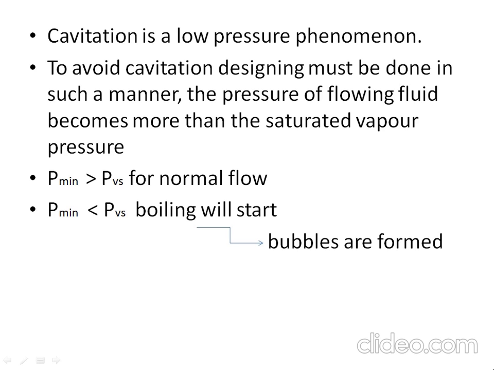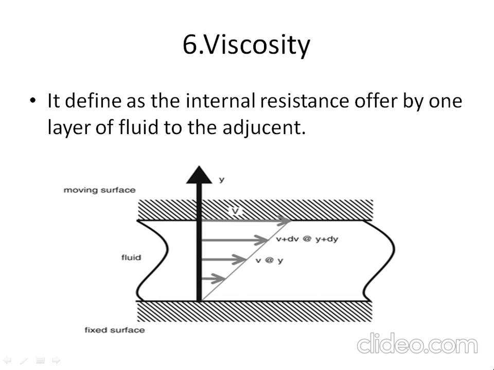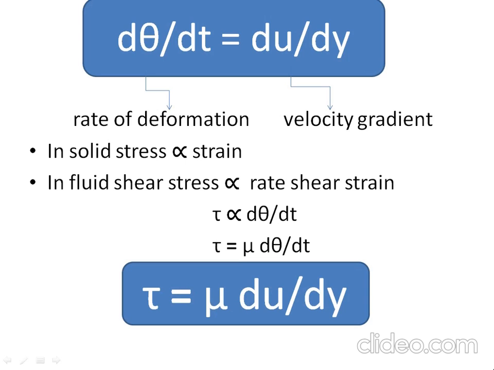Now the sixth property is viscosity. Viscosity is defined as the internal resistance offered by one layer of fluid to the adjacent layer. In the figure, we can see that the fixed surface has velocity 0 and it increases gradually. It is because of viscosity. Rate of deformation is equal to the velocity gradient: d theta by dt is equal to du by dy.